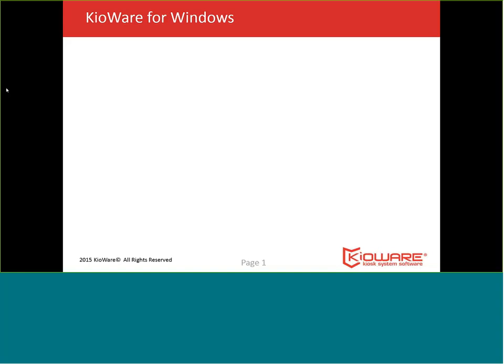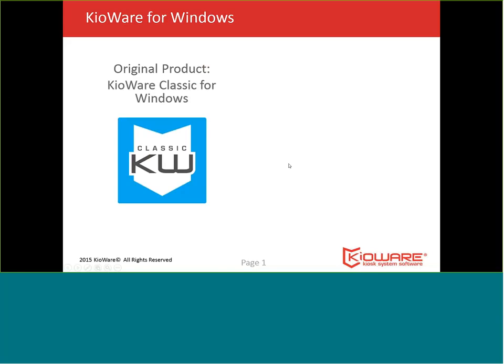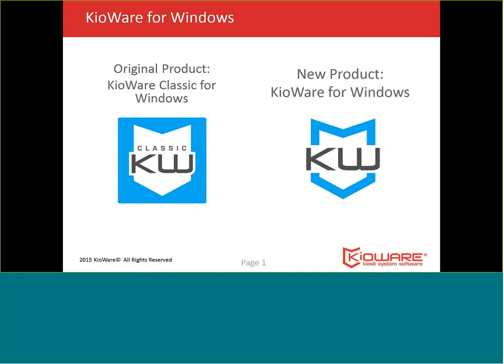Well, as you all know, the original KioWare Lite, KioWare Basic, and KioWare Full for Windows product line was built on an Internet Explorer browser engine. The original product is not going away. It is, however, being renamed. So the original product, KioWare Classic for Windows, is the new name. Moving forward, it's going to be referred to and marketed as KioWare Classic for Windows. And the new product will now henceforth be referred to as KioWare for Windows.